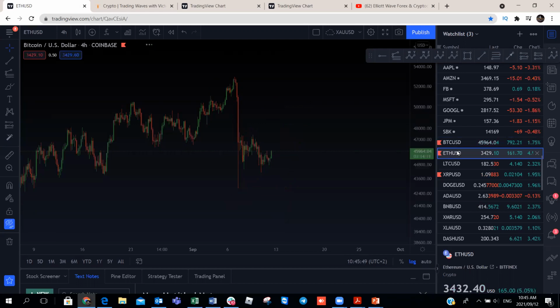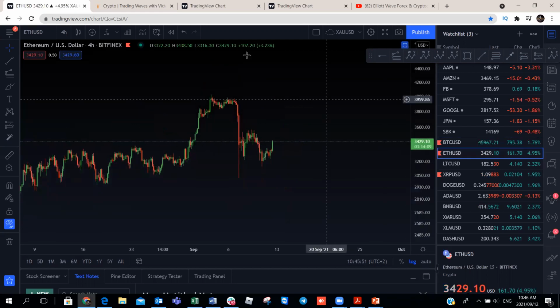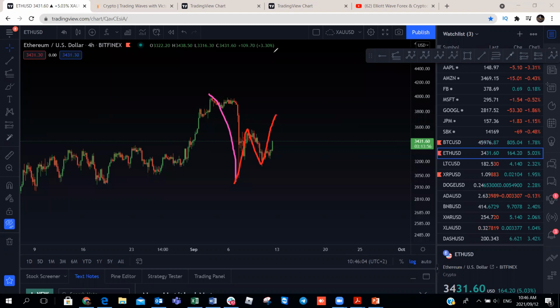You'll see that Ethereum has got exactly the same structure. So after the pullback on Ethereum, let's have a look at that structure. I'm not going to show you the bigger structure because it will be the same. So what we're simply looking for is a continuation. This continuation pattern here is this 1, 2. We're looking for Ethereum to give us this structure. The possibility of this giving us a 3-wave structure here, just like Bitcoin, is very high, and it will give us a 3-wave pullback here, and then we'll look for upside.